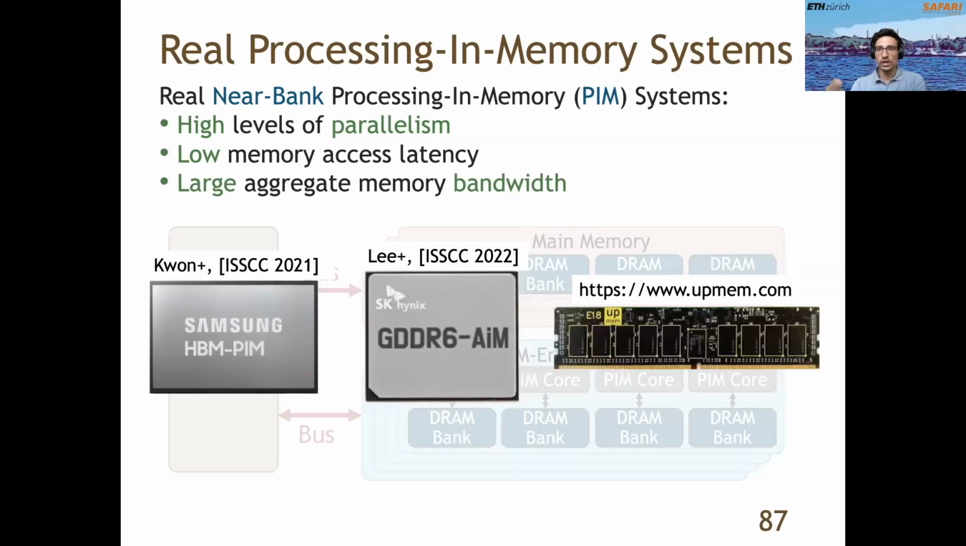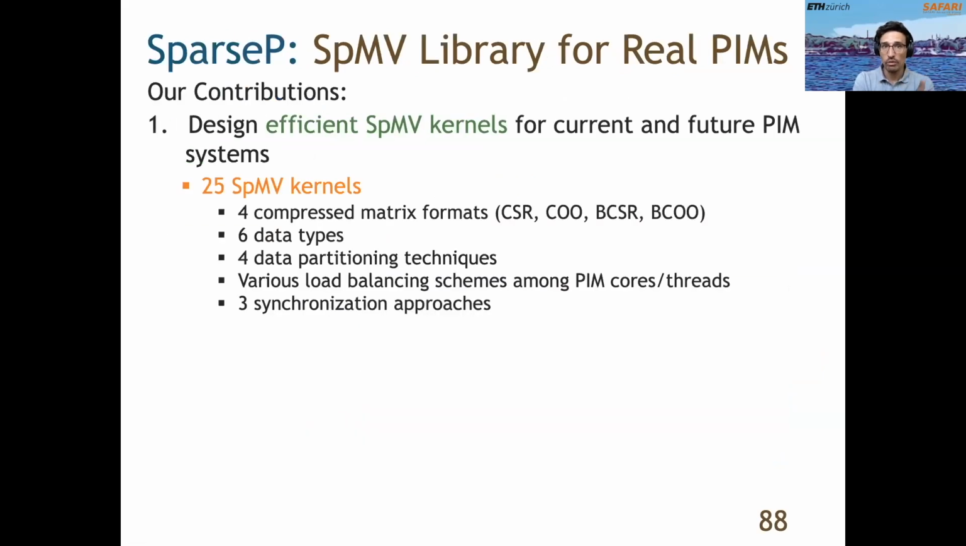And these processing in memory systems are nothing futuristic. They already exist. This UPMEM architecture is coming from a French startup, is already commercial, and hopefully we will also have soon other PIM systems coming from major DRAM vendors such as Samsung or SK Hynix, as they have announced in recent times. So by using one of these systems, in particular the UPMEM PIM system, what we did was develop a library for SpMV with many different combinations of matrix formats, data types, and optimizations.